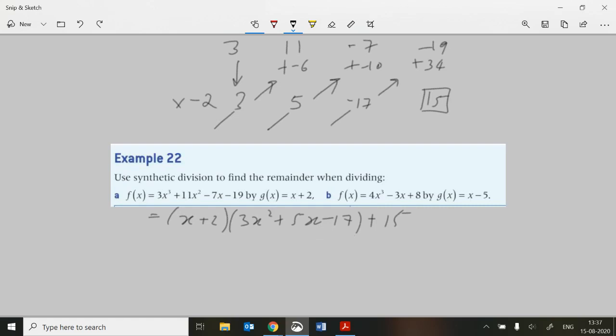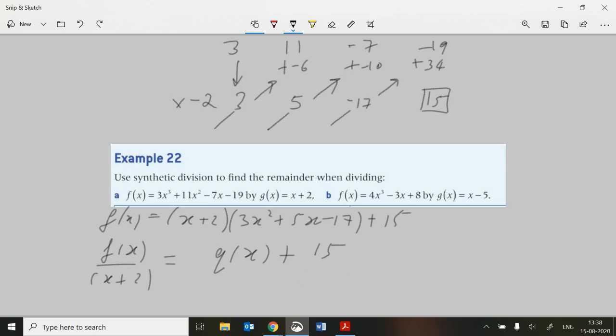Or if you like, what we can say is not just that f of x is equal to this, but we can say that f of x when divided by x plus 2 gives us our quotient, which is this thing here, and then plus the 15, which is yet to be divided by x plus 2. Don't put brackets on the bottom there. I'll put them on anyway.